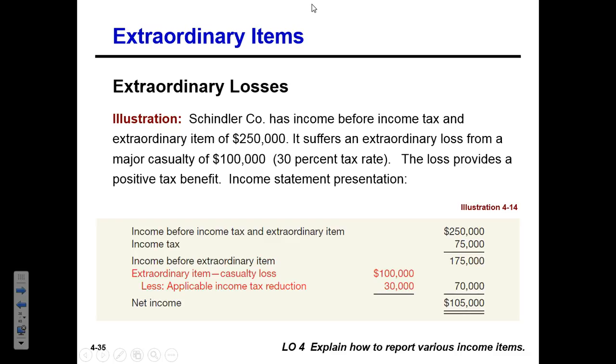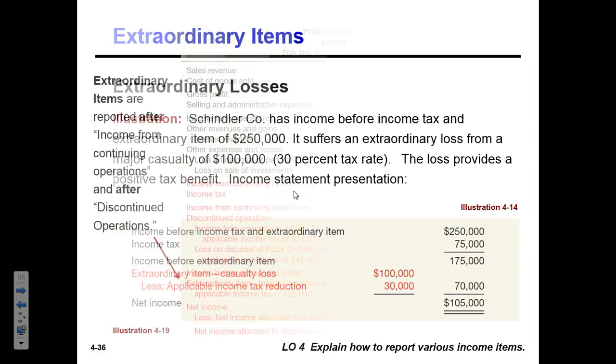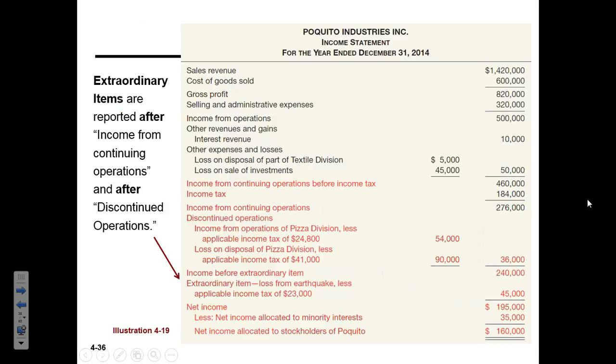All right, this one's a loss, and you can see what happens. What would we call this? Applicable income tax benefit. Yeah, it's a loss, so we get a benefit. So our tax bill went down by 30. It's no big deal, is it? Okay. And here's what it looks like when you put it all together. Illustration 4-19, is it?